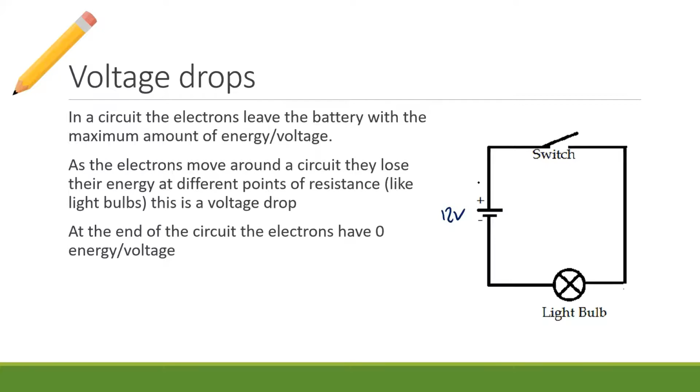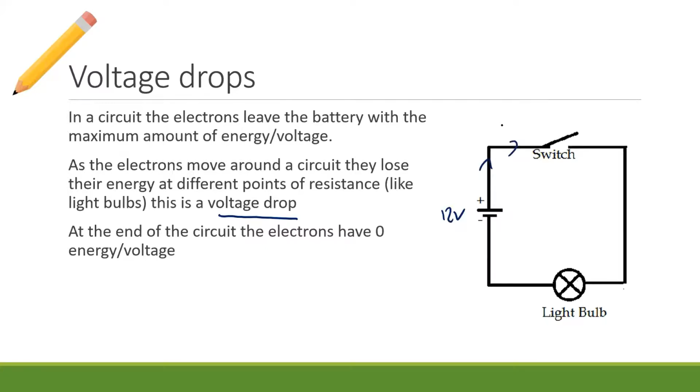Now, as the electrons move around the circuit, they will lose their energy at different points of resistance, like a light bulb. And this is called a voltage drop. So I'm going to follow the path of the current, not the path of the electrons, the path of the current.